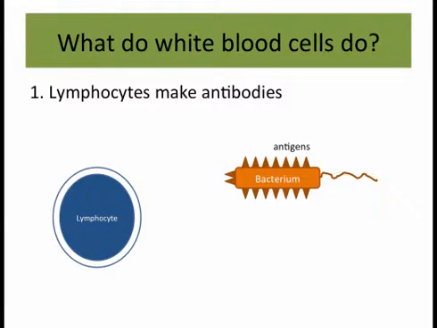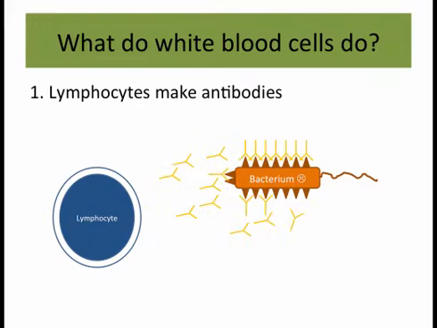Now, if the lymphocyte detects that there are foreign antigens in the body, or antigens that are not from that organism, it will produce antibodies. The antibodies have a similar shape and fit in like jigsaw puzzles on the antigens. This will disable this bacteria, so it's no longer able to continue.